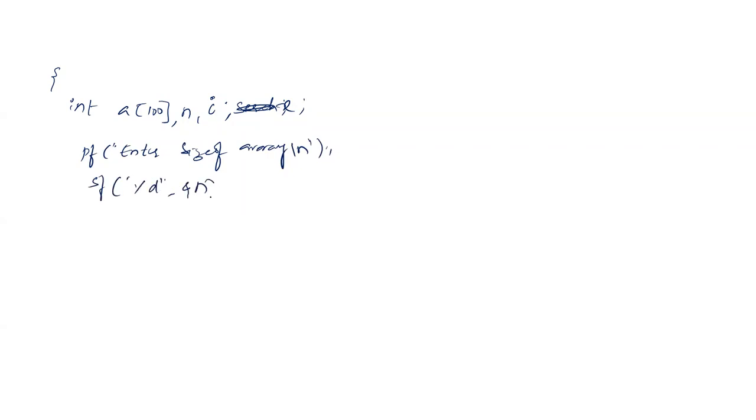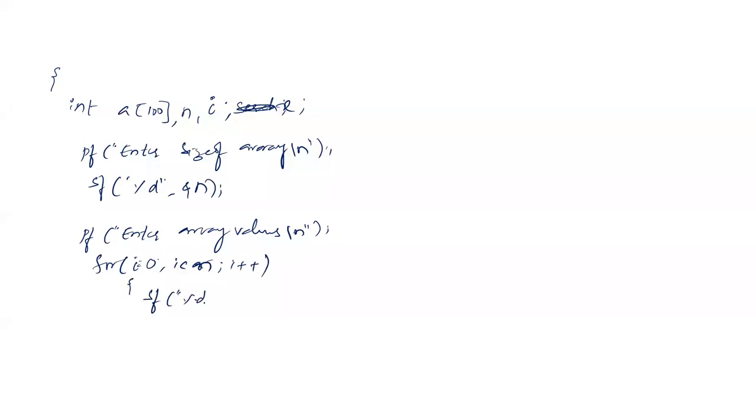Percentile ampersand n. So I've read the values into the size n. Next, printf "enter array values", for i equal to 0, i less than n, i plus plus, scanf percentile ampersand a of i. Okay. Next, I've read the array values. Now I'm taking in a value, which is the value to be found in the search.